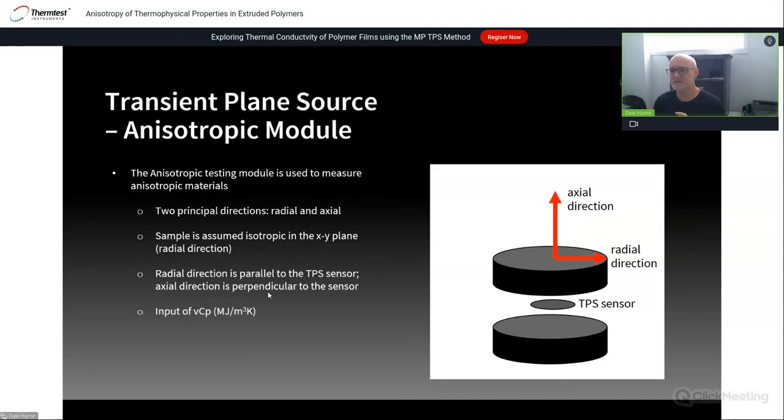The assumptions of this are that the two principal directions are isothermal within themselves, that the radial direction is perpendicular to the sensor, and that you know the input of specific heat. It is also important that the anisotropy is well organized through the thickness. That means your filler or your layering is repeating, so that the anisotropy is not time sensitive.